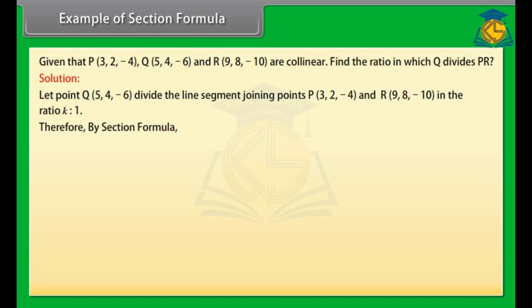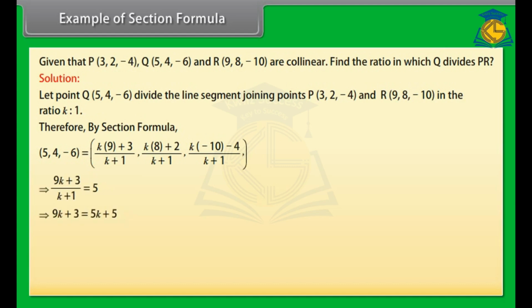Therefore, by using the section formula we get (5, 4, -6) is equal to ((k into 9 plus 3) by (k plus 1), (k into 8 plus 2) by (k plus 1), (k into -10 minus 4) by (k plus 1)). On solving for k, we get k is equal to 1 by 2. Thus, point Q divides PR in the ratio 1:2.